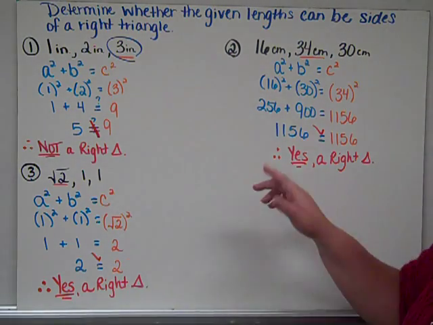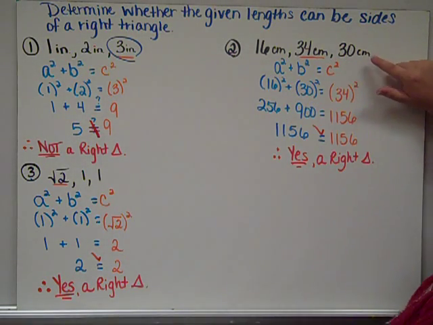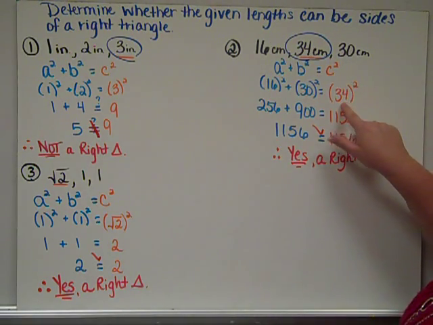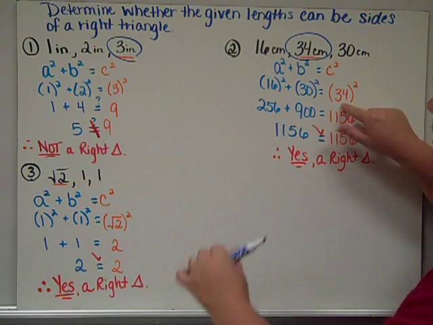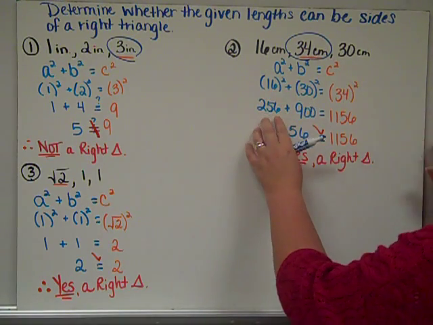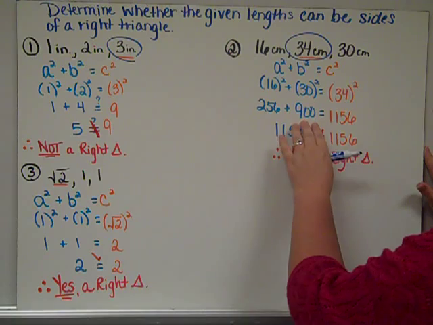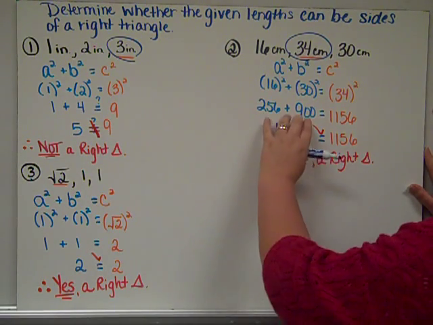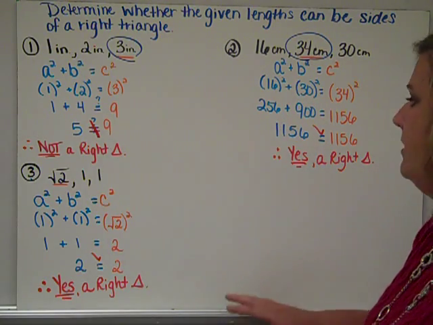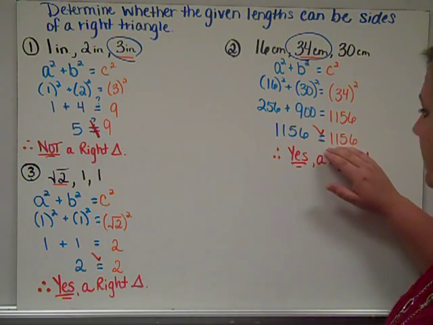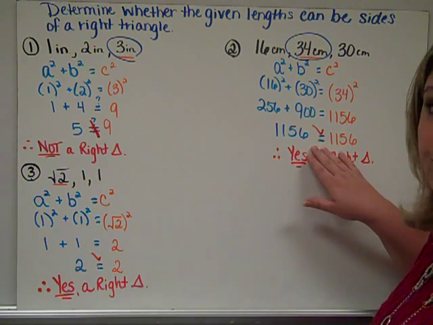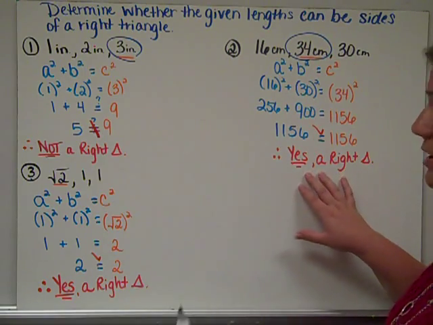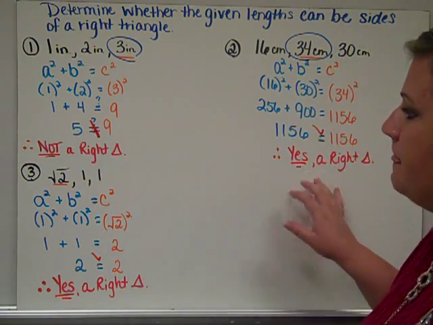Example number 2. I have 16 centimeters, 34 centimeters, and 30 centimeters. Again, here is my hypotenuse, and as you can see, I plug that into my c. So when I square my sides, 16 squared is 256, 30 squared is 900. I take 34 and I square that, I get 1156. So once I do the math, I get 1156 equals 1156, and that is a true statement. Therefore, it is a right triangle. If I actually constructed those side lengths, it would form a right triangle.